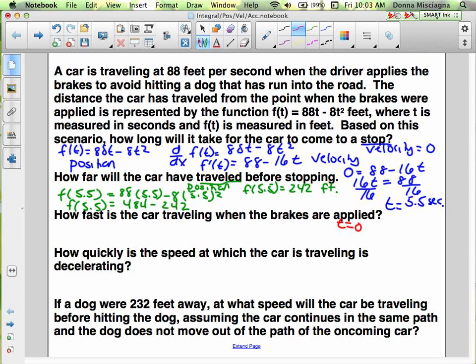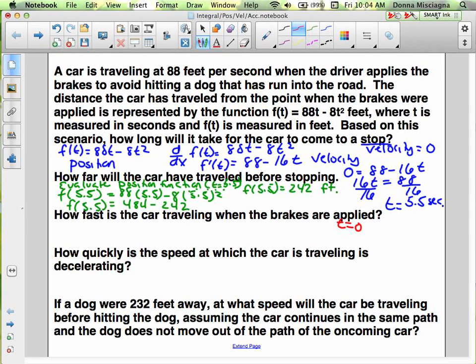Before we move on to the next question, just for your notes, I'm going to put a little reminder here of what we did in the last question, which was we evaluated the position function, and it was t equals 5.5. All right, so moving on to the next one.